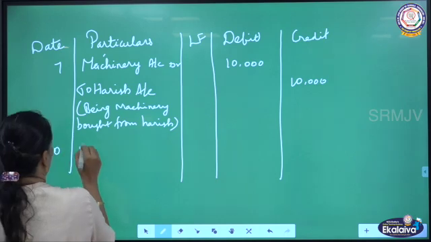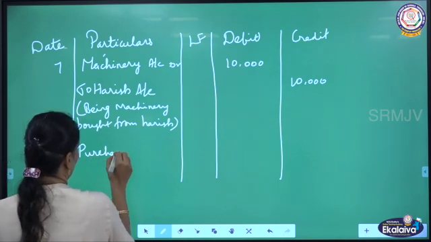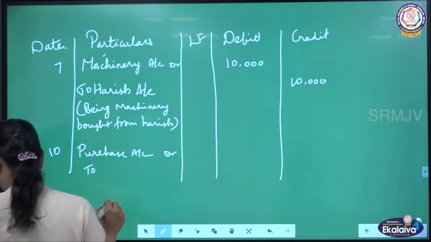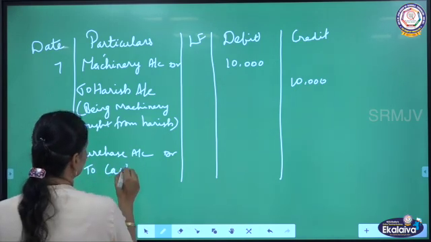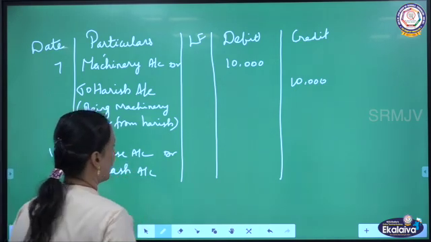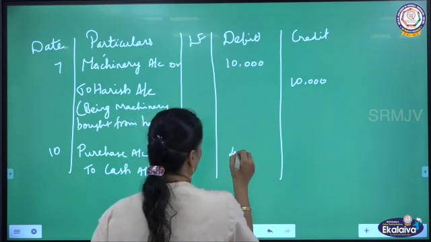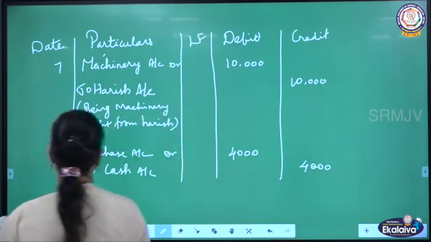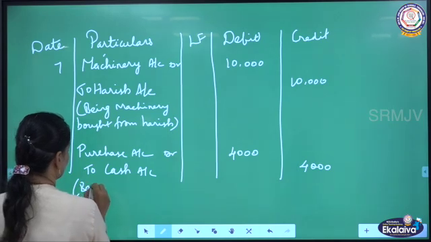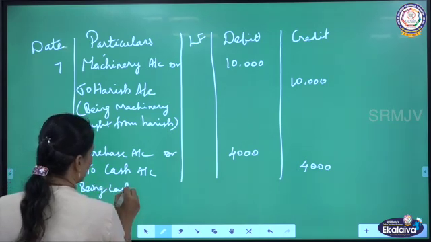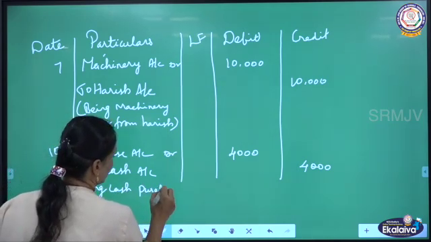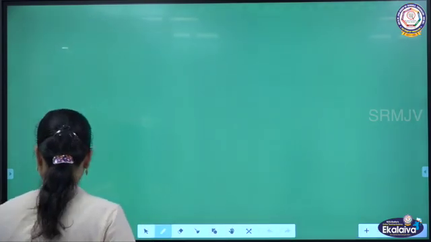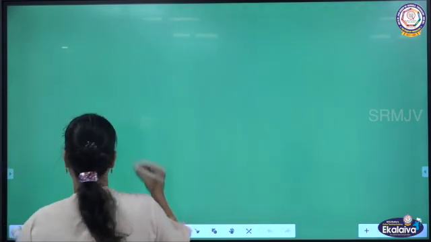Then bought goods for cash 4,000. So, again purchase account. Purchase account debtor to cash account. Okay. How much? 4,000. So, being cash purchase. Okay.